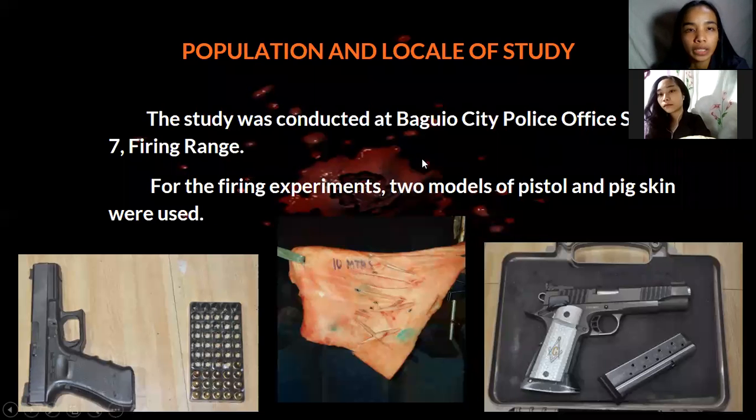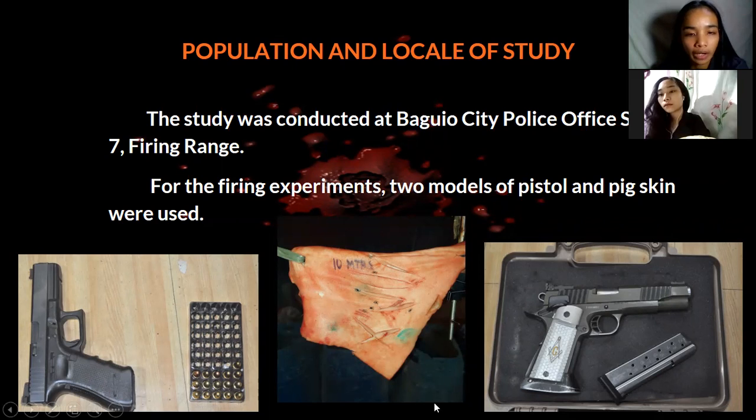In our population and locale of study, the study was conducted at Baguio City Police Office Station 7 firing range. In the firing experiments, we used two models of pistol and pigskin as the target. As presented, this is the visual presentation of the pistols that were used in the firing, and the pigskin is the actual picture of the pigskin used in the experiments.